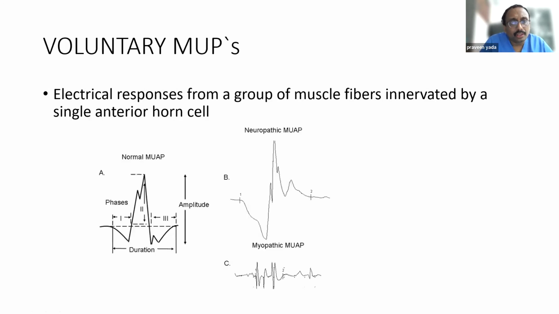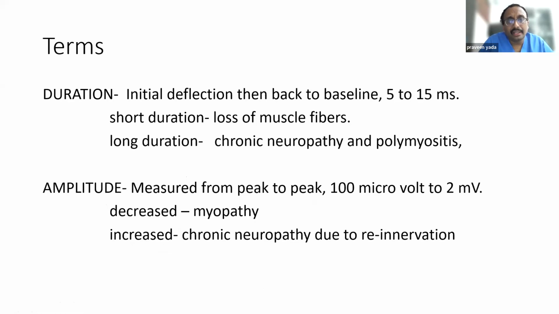First is the duration. Duration means from when it has started to the end, till it comes to the baseline, right? It ranges from 5 to 15 milliseconds, and short duration usually occurs when there is a loss of muscle fiber. Long duration suggests the possibility of a chronic neuropathy or a myositis.